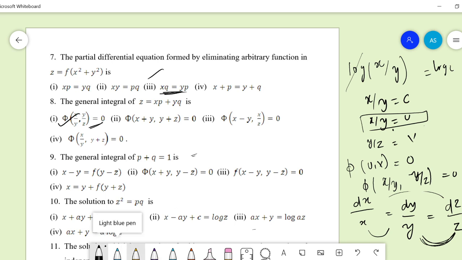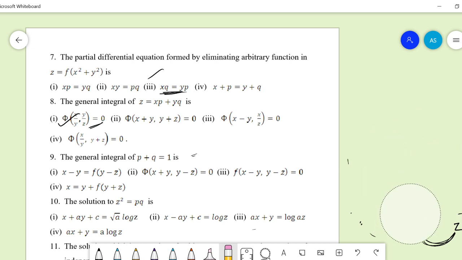Next question, question number 9. pq equals 1. We can solve this problem in two methods. Either we can use type 1 or Lagrange's method. So p plus q equals 1. We can solve this problem by type 1, but here the answers are phi of x plus y, y minus z, f of x minus y, y minus z. In this manner, the answers are given.